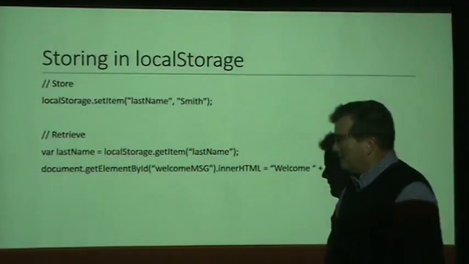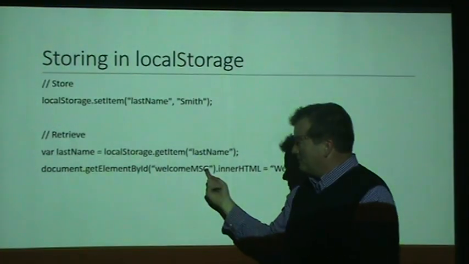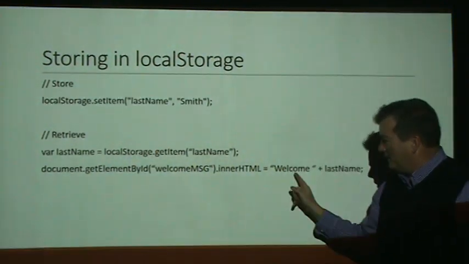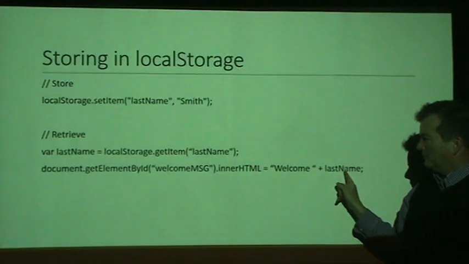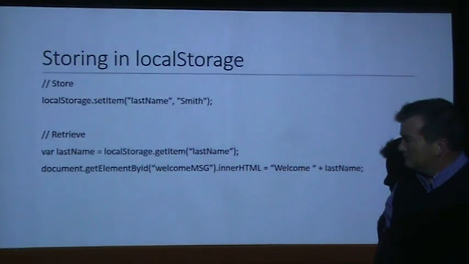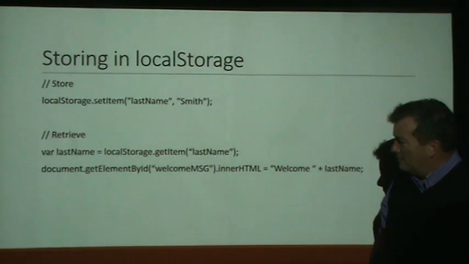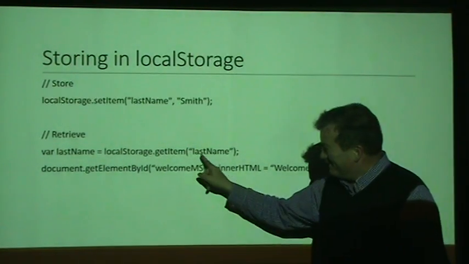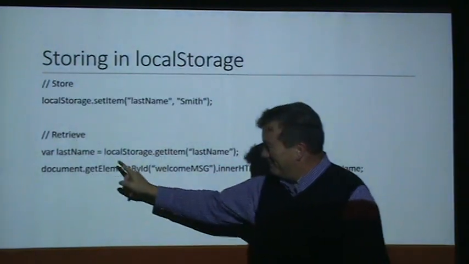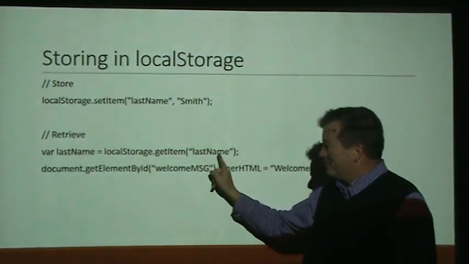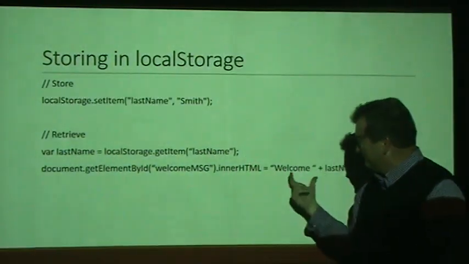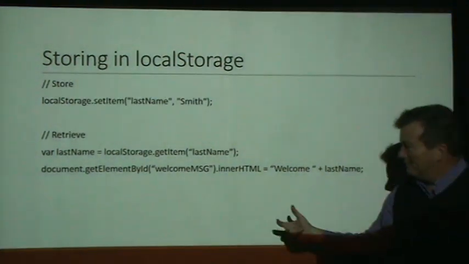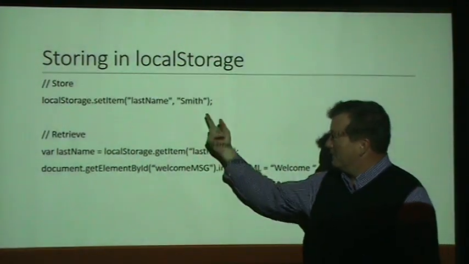Then in my document, if I have a paragraph called welcomeMessage, I could say welcome, whatever the person's last name is. It probably wasn't a good idea for me to use the variable name from the cookie and the same name here. But this would say welcome Smith, and this is the field associated with the name Smith.